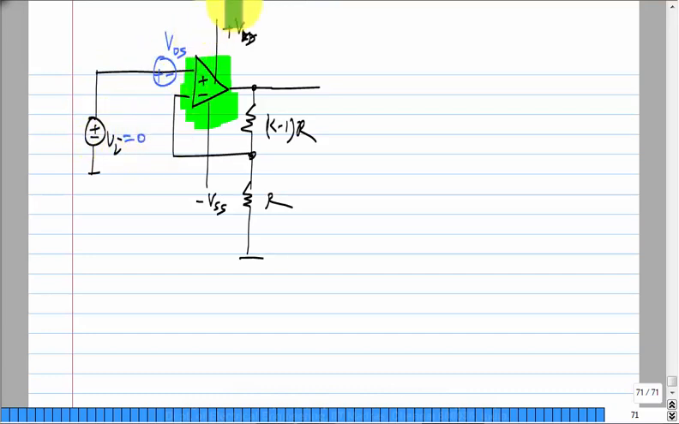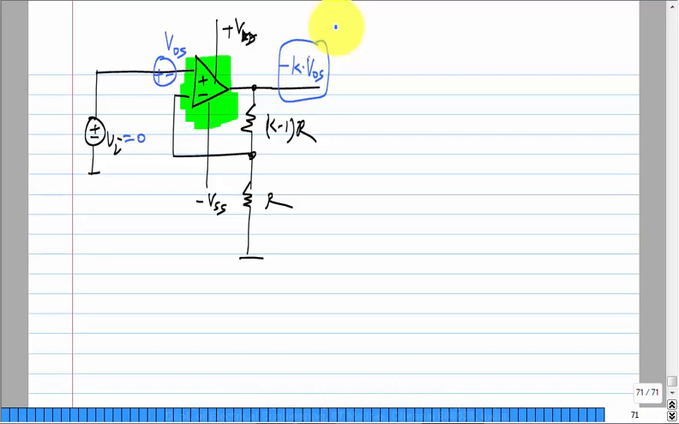Okay, and how much is the input? VOS. It is not 0, but it is still small. So, you will have minus K times VOS, because it's applied with that polarity. Is this clear to everyone that the output will be minus K times VOS? You see, VI and VOS are simply in series, but VOS has opposite polarity compared to VI, that's all. So, if VI is 0, it is like having an input of minus VOS. So, the output will be minus K times VOS.